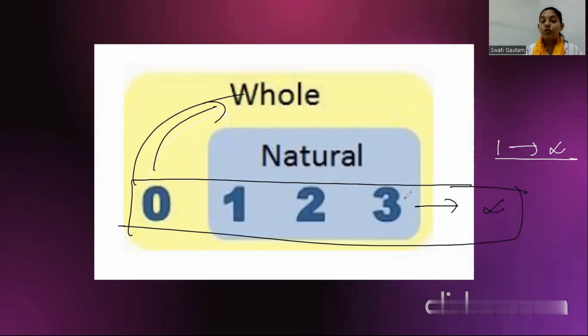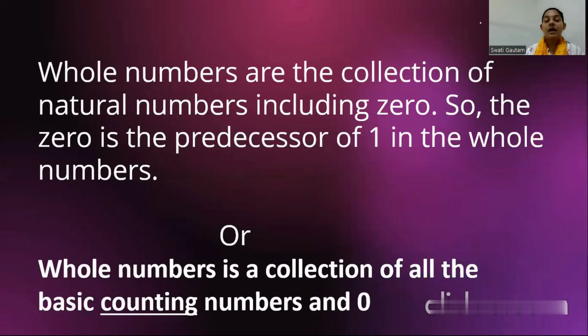So every natural number is a whole number, but every whole number is not a natural number. Why? Because 0 is not a natural number. It is just a whole number, right? So moving towards the next point. Whole numbers are the positive numbers. We can also call them counting numbers, except 0. 0 is not a counting number.